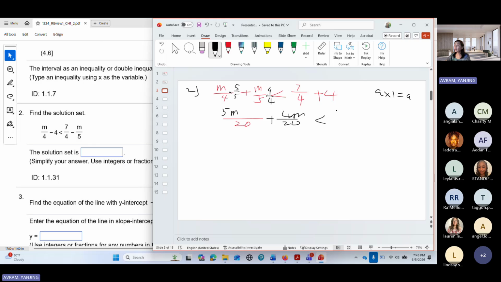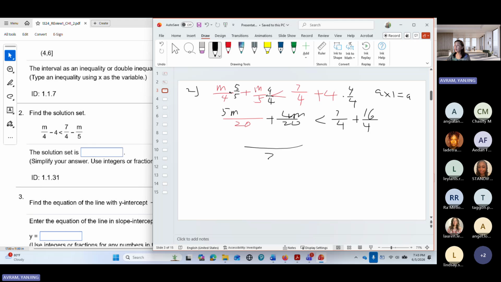Okay, and then this one right here, in order to add these two together, you're going to change this denominator into 4, right? So you can times 4 over 4. So this one right here, 4 times 4 is 16. Now you can add. All right.